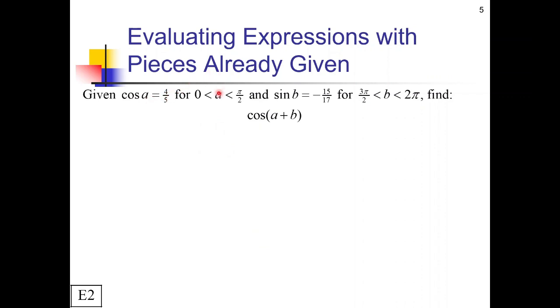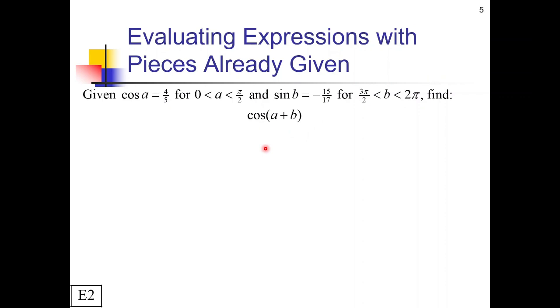For our next trick, we are given a cosine value of angle A, it's 4/5, and they're telling us A is between 0 and pi over 2, so that's quadrant 1. And we're also given the sine of some other angle, B, as this negative 15 over 17, and it's in a different quadrant, 3 pi over 2 to 2 pi. Based off of this, we're trying to figure out the cosine of angles A plus B.